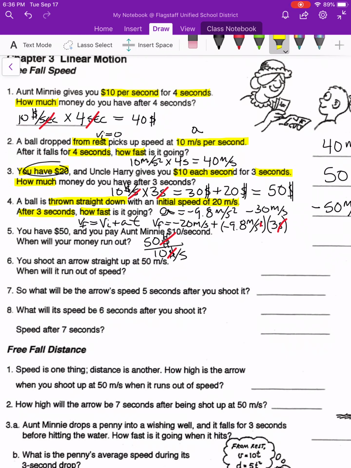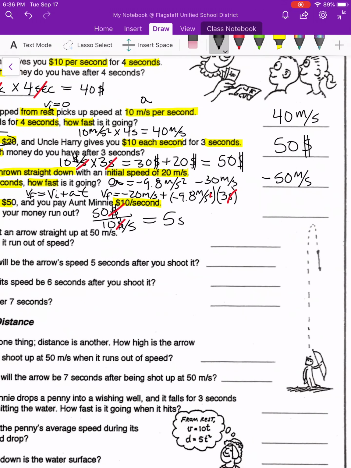I didn't highlight this information, but I'll go back and do that. $50, Aunt Minnie gives you $10 per second. When will we run out of money? We're looking for time, and now my units show that I solve for time. This should be 5 seconds. Again, you guys probably figured these ones out intuitively without setting up your equations. That's 5 seconds.